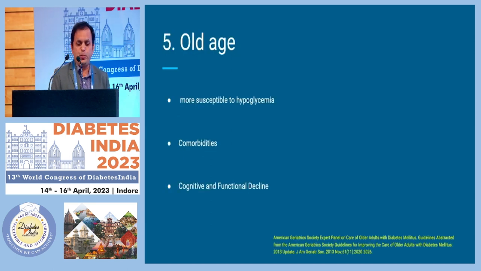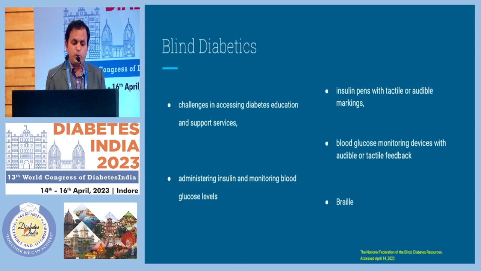And old age people will have decreasing cognitive and functional decline, and they are more susceptible to hypoglycemia due to comorbidities. So much more individualization is required in these people. And last but not the least are blind diabetics. They can't do their own glucometer checking, and it is very difficult for them to inject themselves.